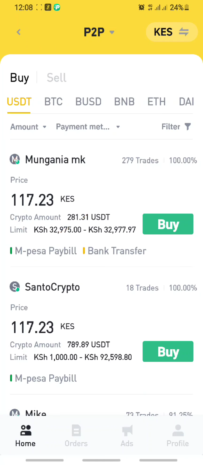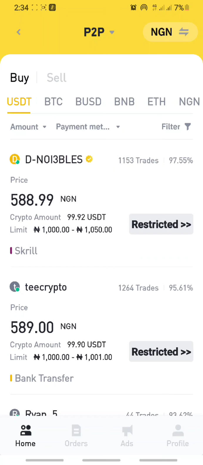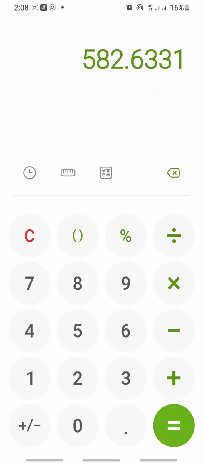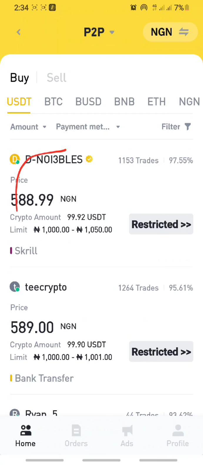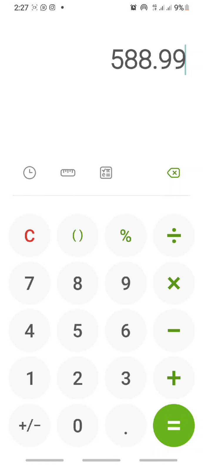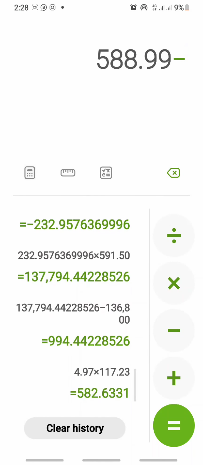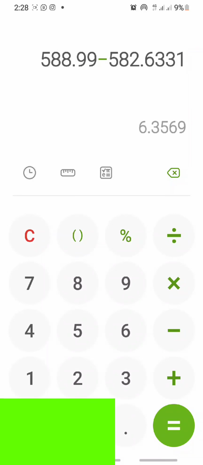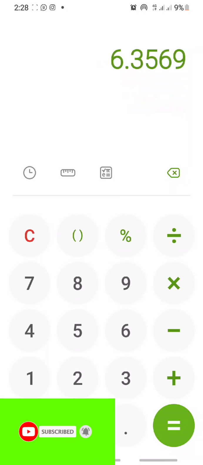Now step 4 is to go back and change your fiat back to NGN. You subtract the buying rate at which you bought from Kenya from the selling rate at which you'll be selling in Nigeria. So it will be 588.99 minus 582.6. Alright, so your answer will be 6.3569. It simply means you're making 6.3 Naira on every USDT.